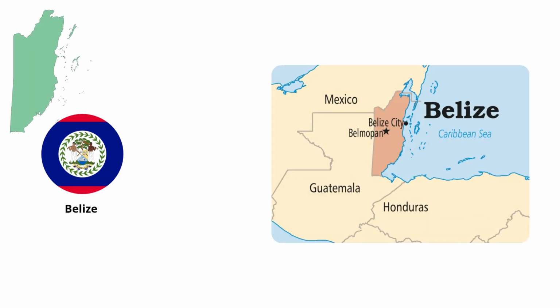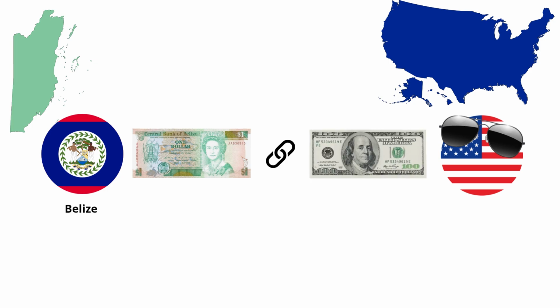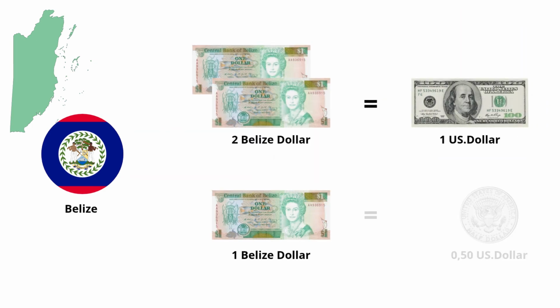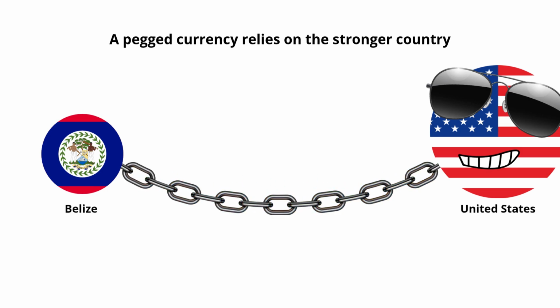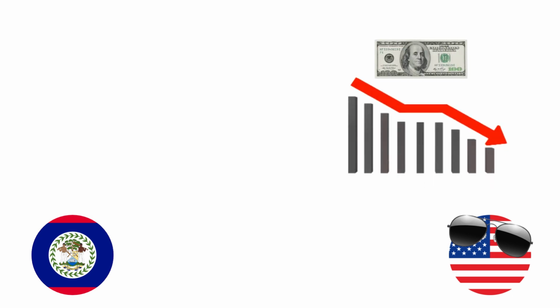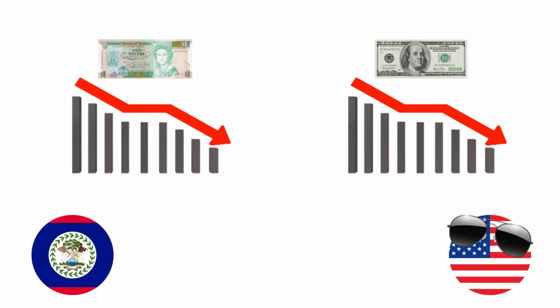Example 2. Belize near Mexico tied its money to the US dollar. 1 US dollar equals 2 Belize dollars. Super easy, just double or half the amount when exchanging. But here's the catch. When you peg, your country depends on the stronger one. If the US dollar goes down, the Belize dollar goes down too.